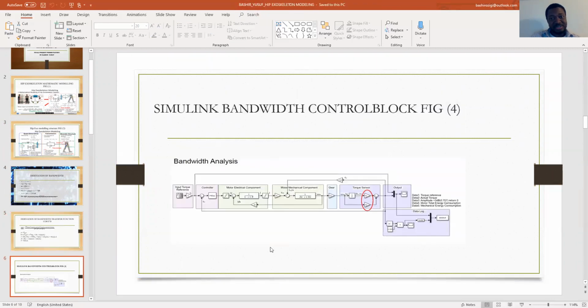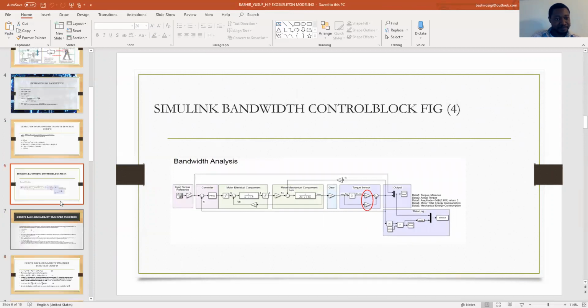And here's the bandwidth simulation control block diagram. And here's the Simulink control bandwidth, showing the PID motor controller, the mechanical part, the gear, the torque sensor, and the output, and of course the feedback.